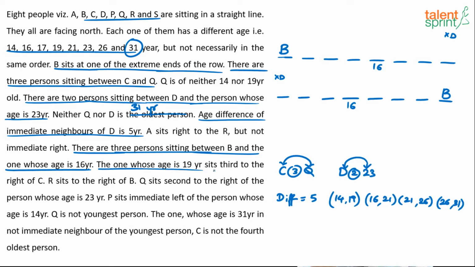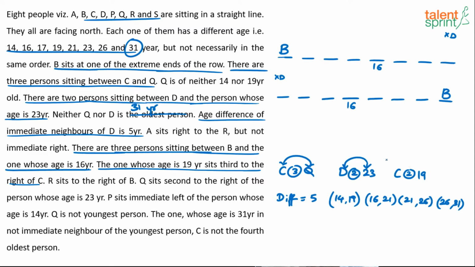The one whose age is 19 years sits third to the right of C. Meaning C and 19 will have 2 persons between them. If you see now, 19 becomes third to the right of C. C is here. First right, second right, third right. There are 2 persons between C and 19. So these 2 persons will be first right and second right, and then third right is the 19-year-old.